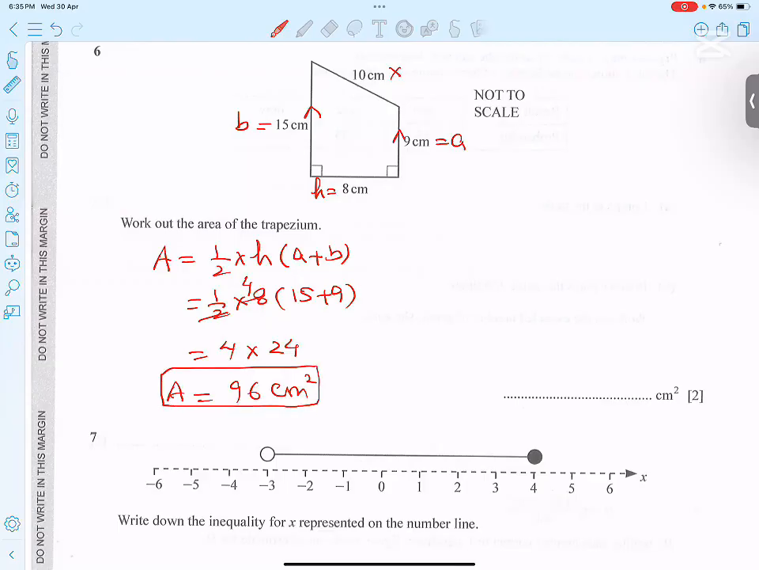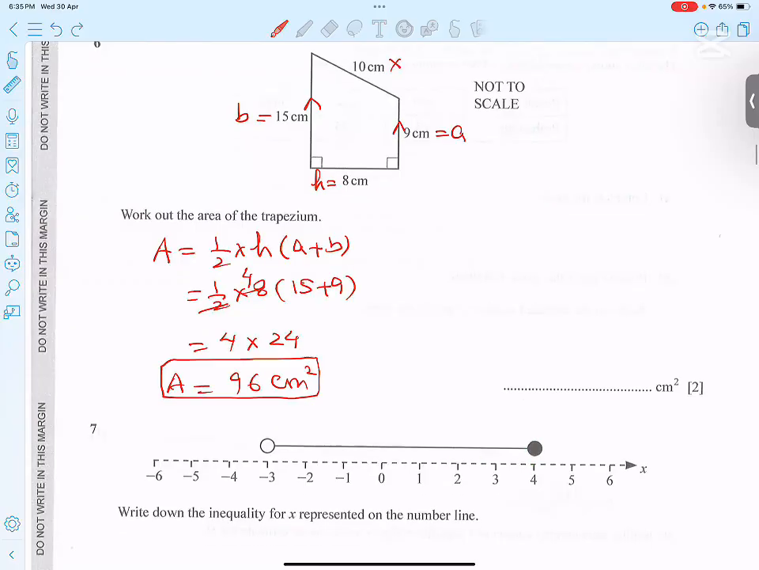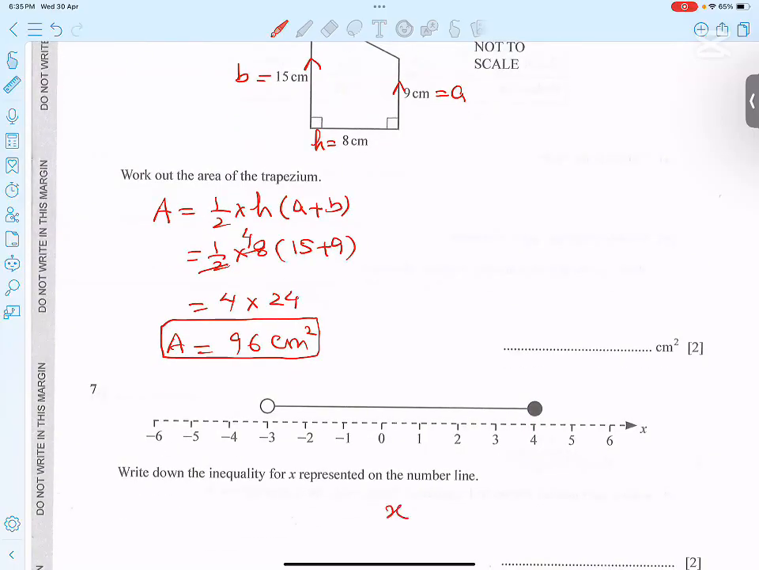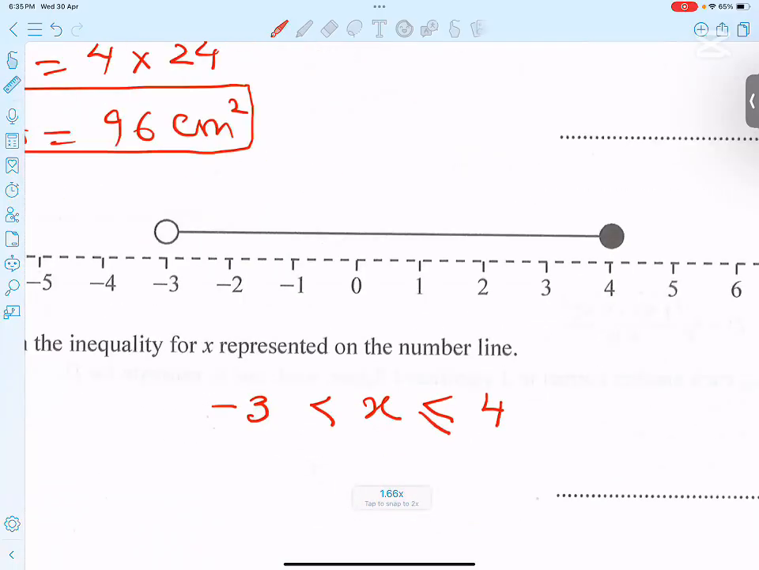Okay, let's talk about this one. Write down the inequality for x representing a line. Make sure, very important part, whenever a filled circle comes, we have to write it in such a way. Look at the way I will write 4, and here there must be an equal sign. Whereas here I put a -3, but I will not put one. Look at an interesting part.